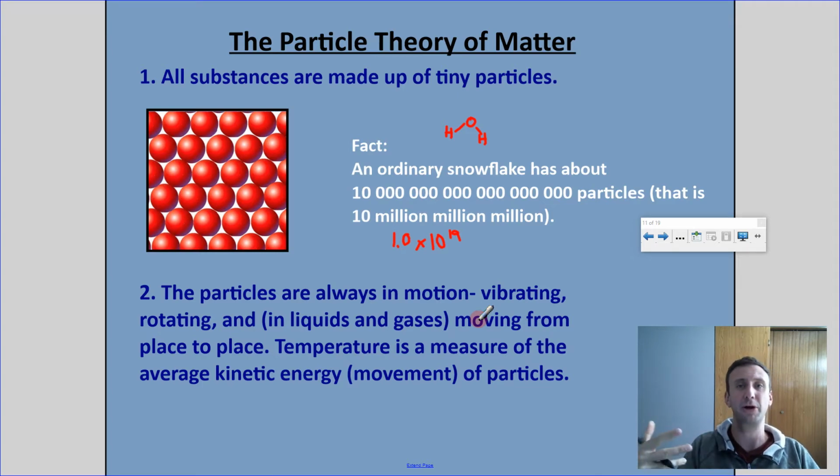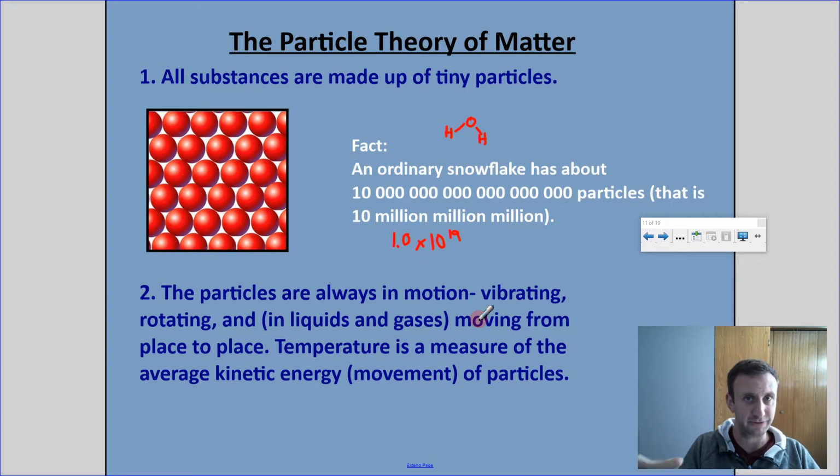Number two, the particles are always in motion. They're vibrating, they're rotating. If we have a liquid or a gas, they're also moving from place to place, in a gas and also a bit in a liquid, what we call translational motion. So we have all these different types of motion taking place within matter, but the type of motion depends on the state that it is.